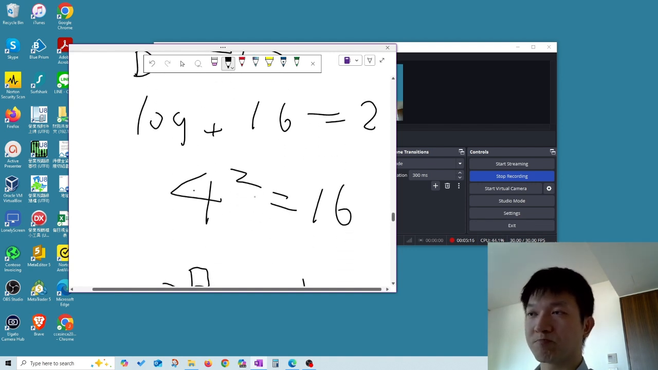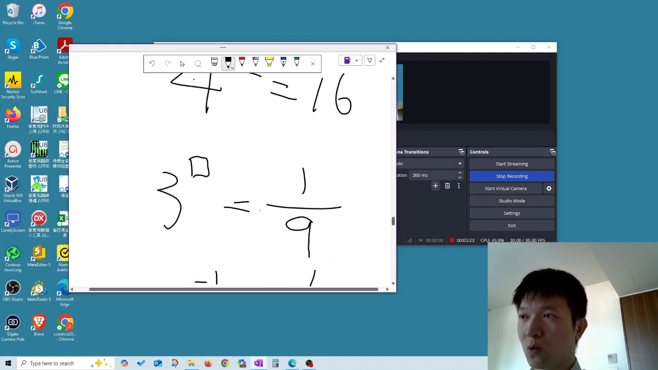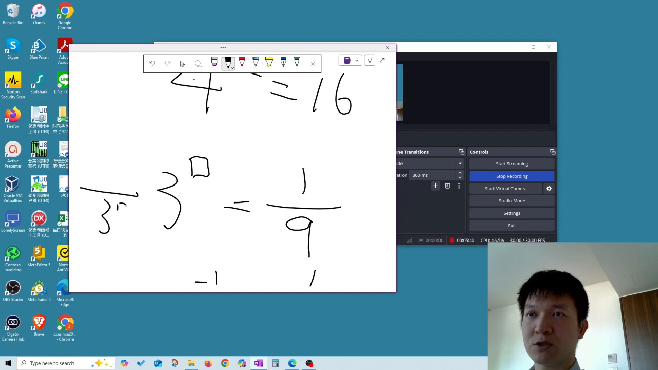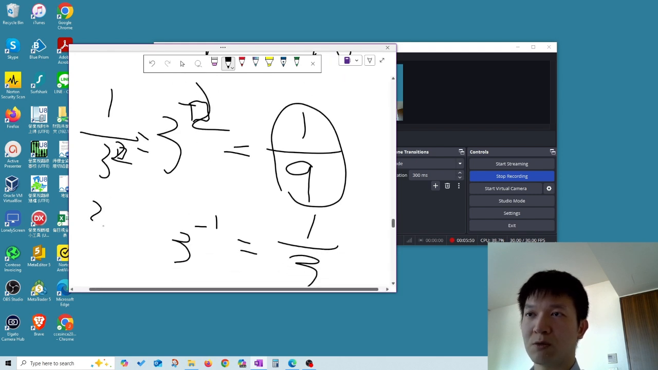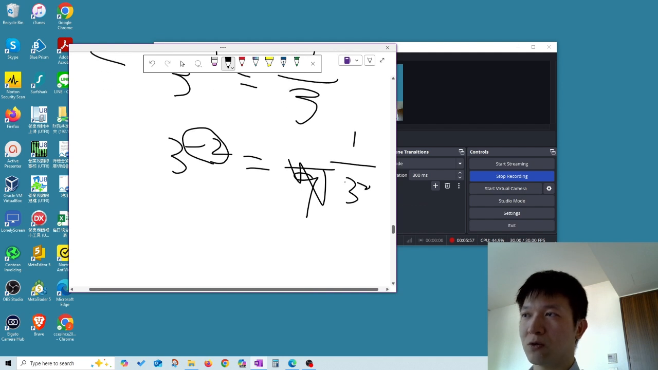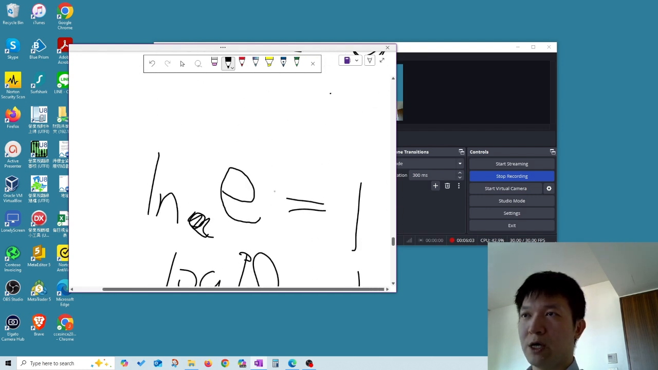Then try to figure out 3 to the power of something equals 1 over 9. 1 over 9 is a fraction, so the exponent is going to be negative. Inverse that: negative something equals 9. Negative 2, so 3 to the power of something equals this number here. It's going to be 2, but when you switch it up, it's negative 2, because 3 to the power negative 2 equals 1 over 3 to the power of 2.